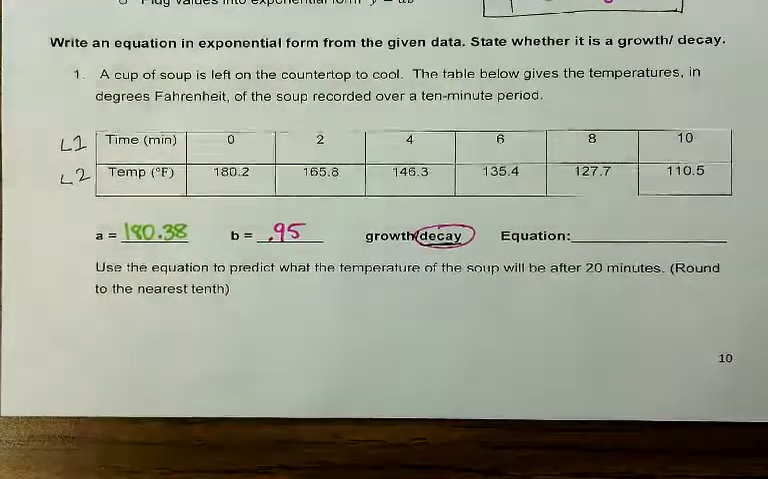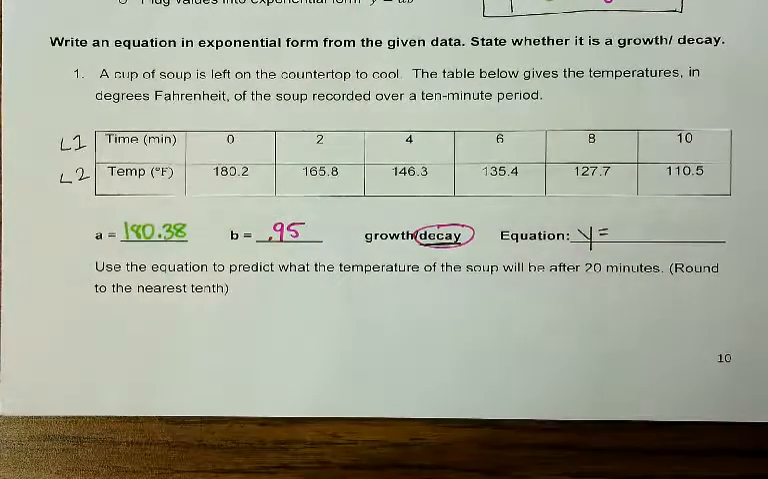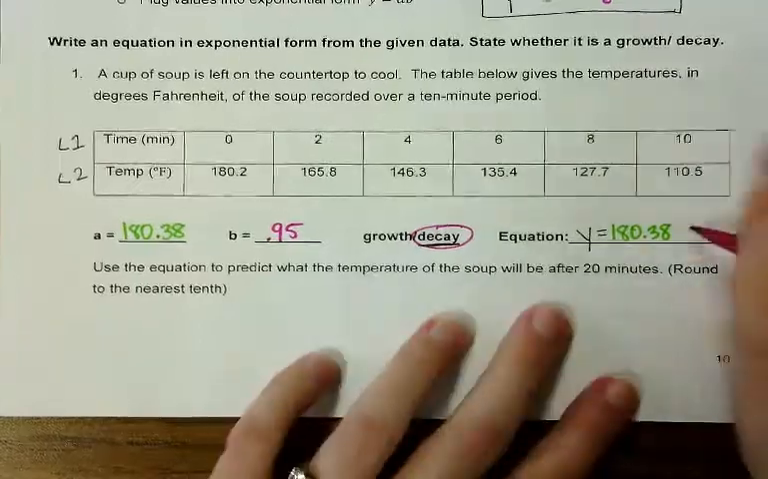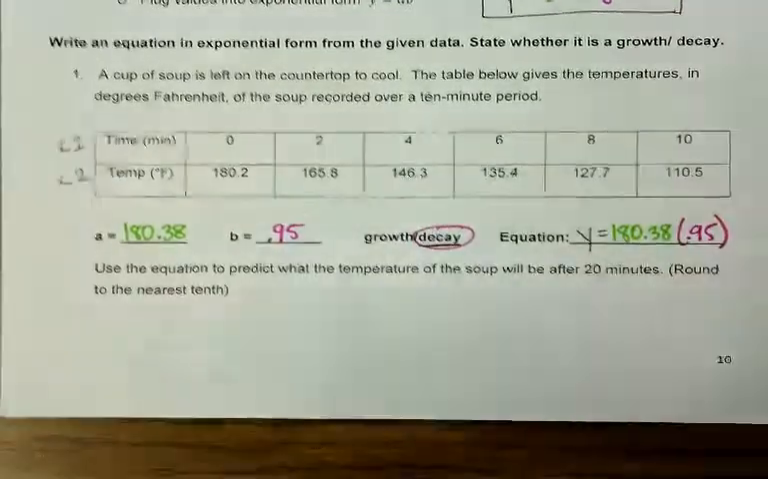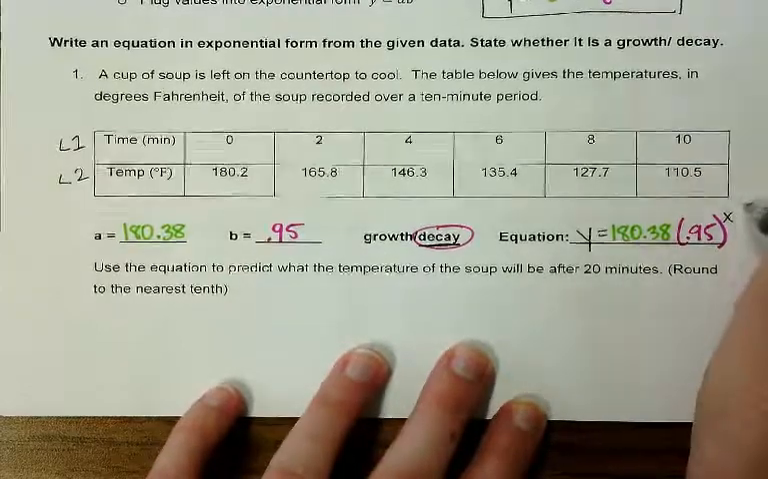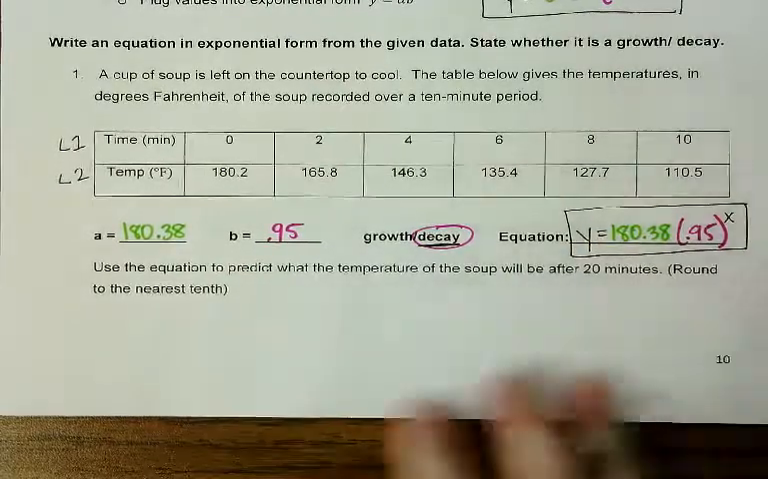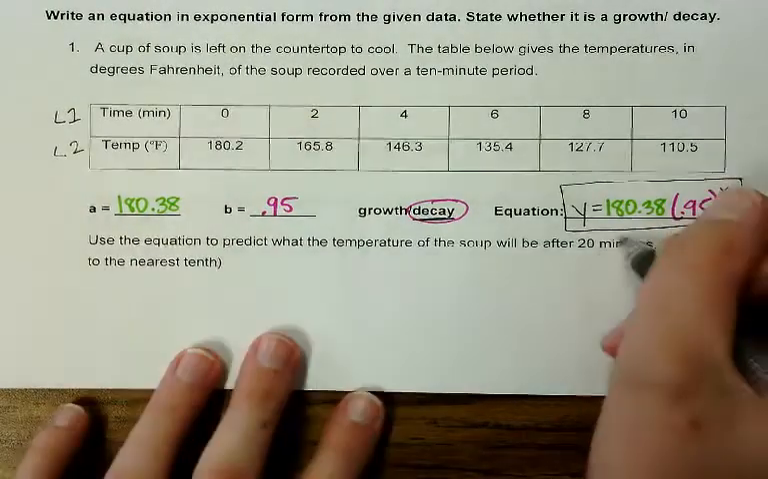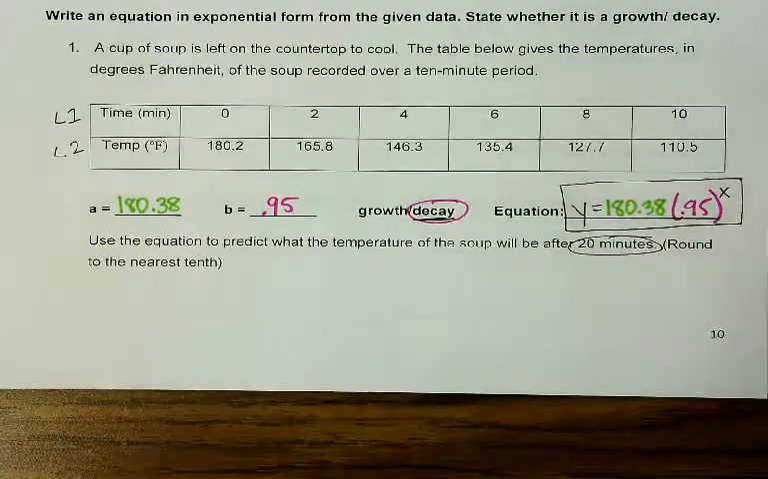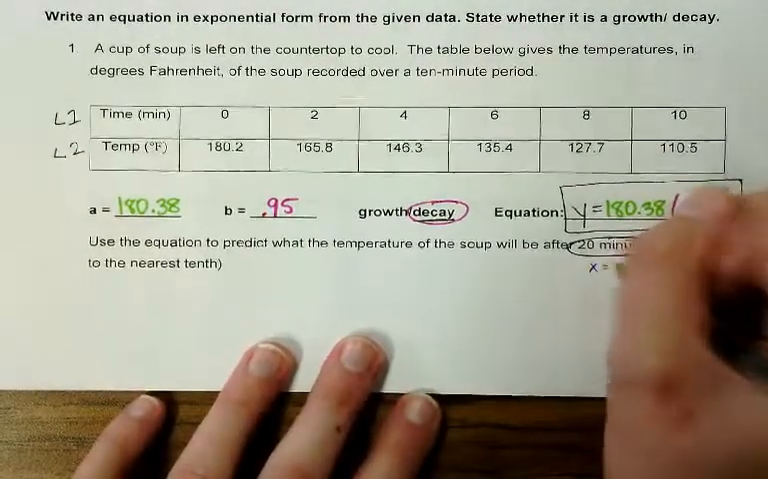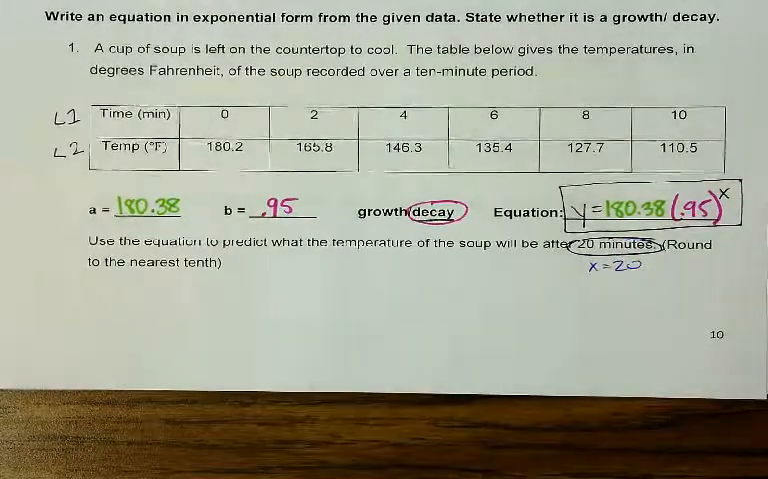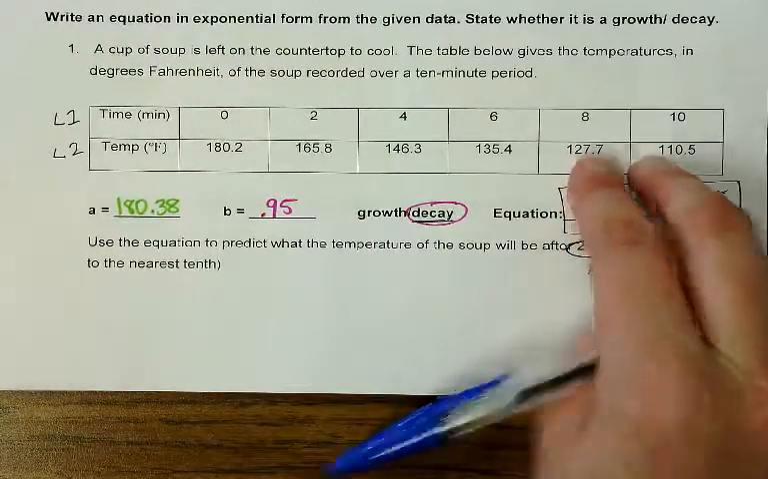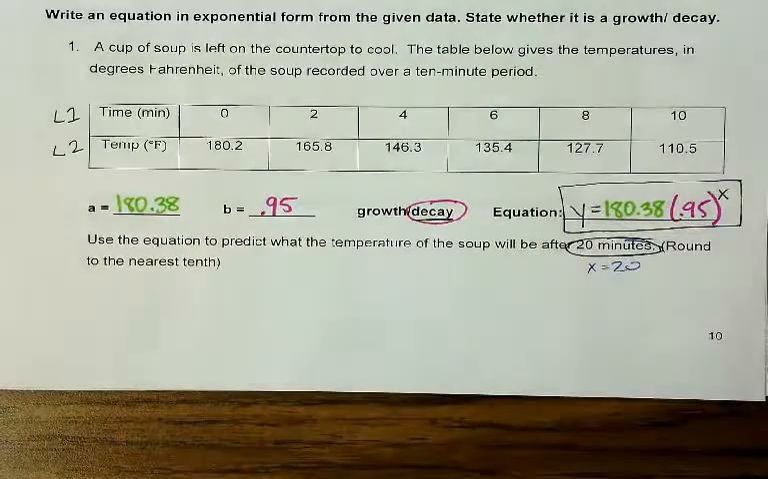So my equation is y equals 180.38 times 0.95 to the x power. Do y'all feel good about that? And then we want to use this equation to see what the temperature of the soup will be in 20 minutes. So my x is going to be equal to 20. Personally, I probably would eat it after about 8 or 10 minutes because I still like it hot. I don't like it burning my tongue. So let's see what the temperature would be after 20 minutes.